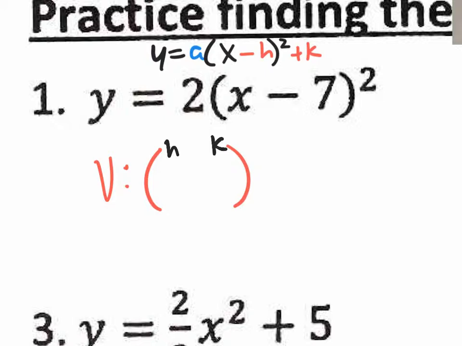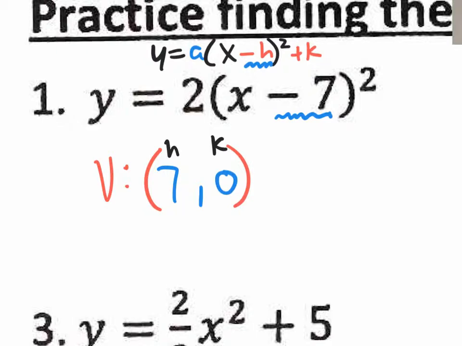Positive 7. Does everybody see that? Okay. Now, if you're looking for the H value, you look at this, but you've got to think opposite of whatever you see. So the opposite of minus 7 is positive 7. Now the K value, it's plus K, so you take that for what it is. So what is the K value out here? 0, comma 0. And that's it.